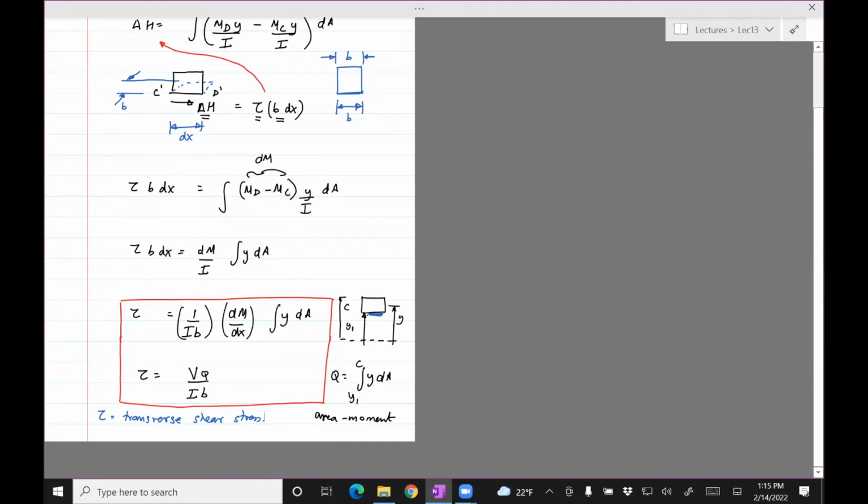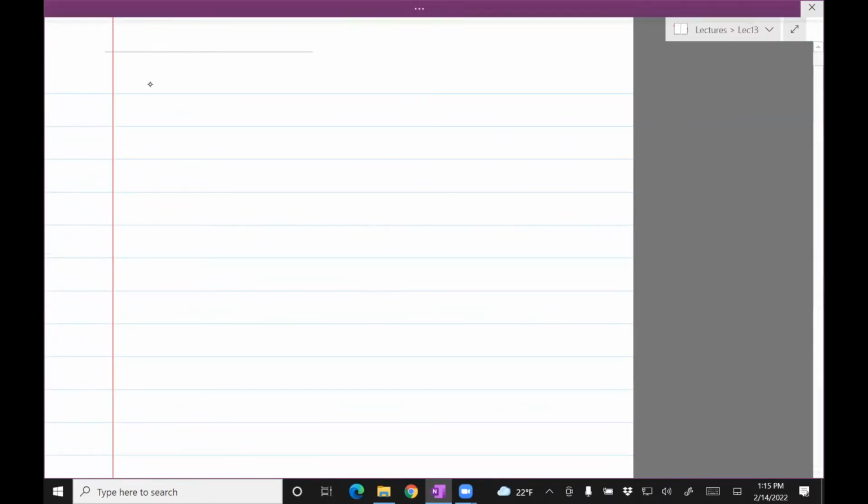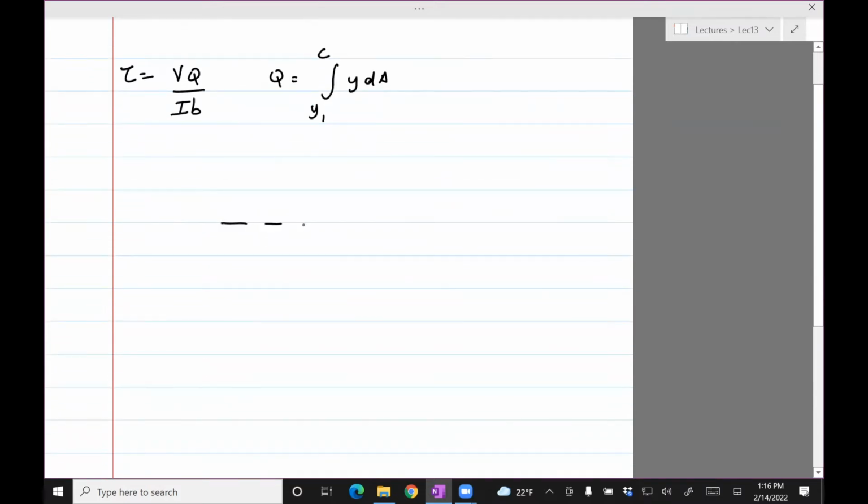Okay, so here's the important thing, which is something you want to remember, and this is a common mistake people make. If you look at this formula, tau equals VQ over I b, where Q equals the integral from y1 to c of y dA. I just wrote down the same formula from the previous page. That's my element. That's the topmost part. Just blow it up a little bit.